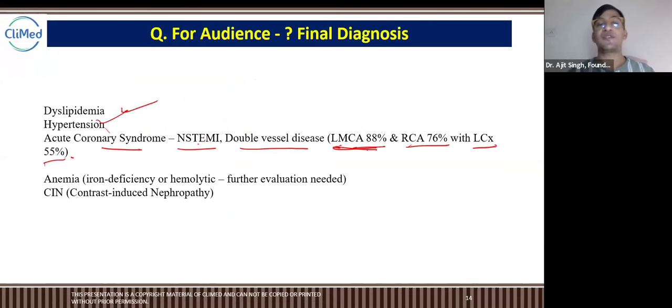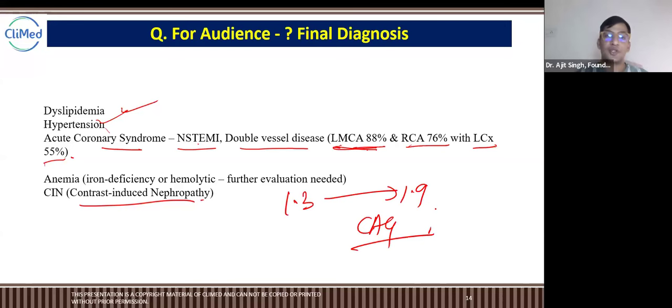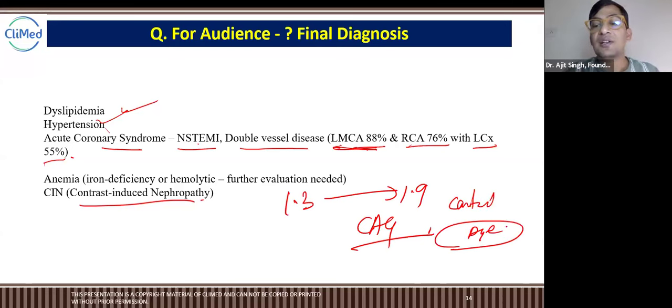Then contrast induced nephropathy. Can you tell me why contrast induced nephropathy and what is contrast induced nephropathy? 1.3 to 1.9 after CAG. Okay. So when we do coronary angiogram or we do PTCA, what usually we give? We give contrast. We give dye to the patient. We put dye in the patient and kidney takes a lot of stress while passing out the dye from the body. So creatinine raises in certain cases. That is called as contrast induced nephropathy, CIN. Okay, this condition is called as CIN, contrast induced nephropathy.